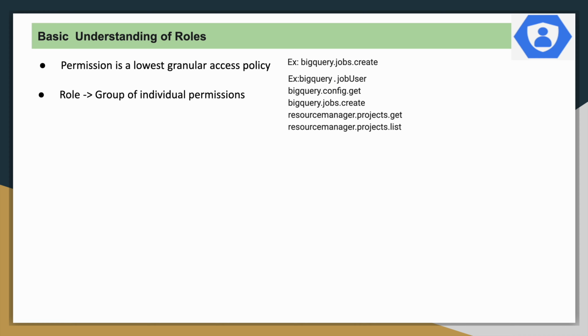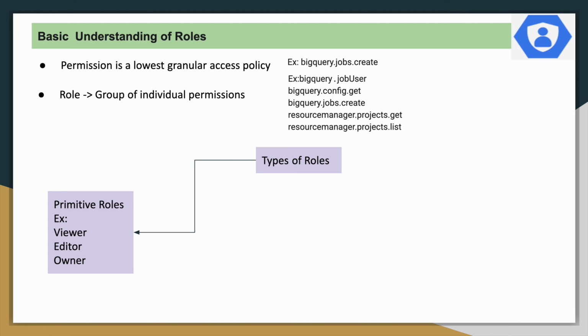An example for a role is this. If you see the BigQuery Job User role, it has these related permissions grouped together. We can group these permissions and grant this role to a given service account, an individual user, or a group. Now coming to the types of roles, there are three types of roles. The first type is primitive roles, very basic roles, and the first one is the viewer role. You can view any resource and its related information.